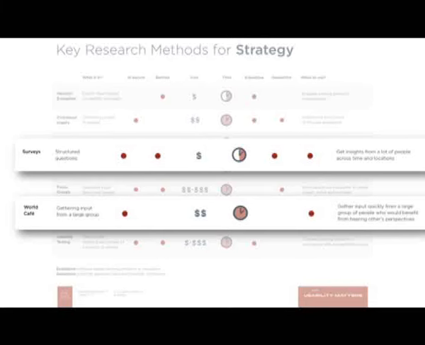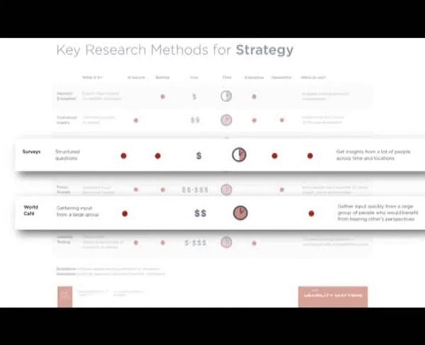And this is the chart that we provided in episode 1 for methods during strategy. In the chart, we've included the description of the method, whether it can be used in person or remote, cost and time indicators, whether the method is mainly evaluative or generative, or can be used for either, and finally, when to use the method.